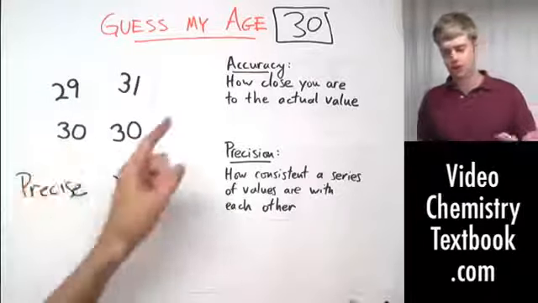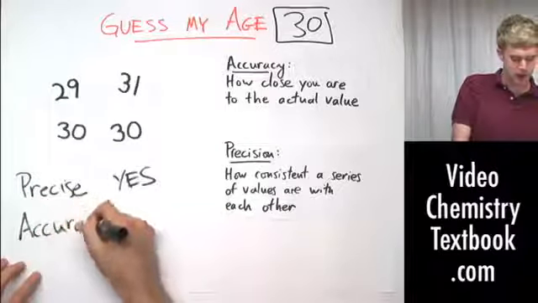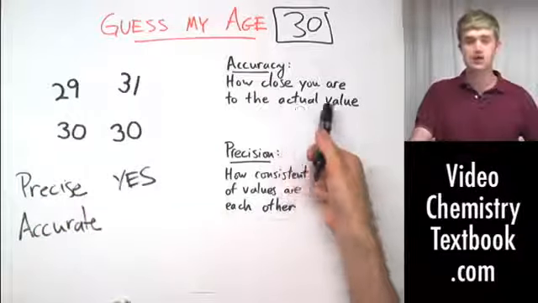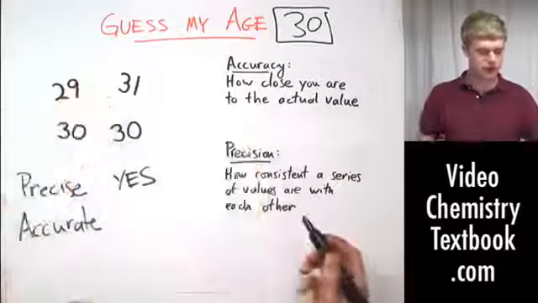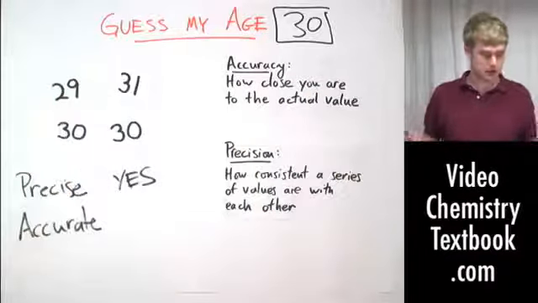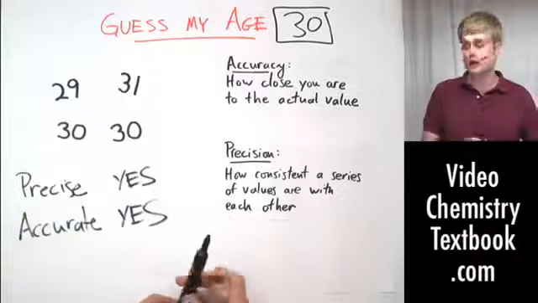And then we can ask the question, are they accurate? Well, if they're accurate, as we said before, they're very close to the actual value. Now, this guy's age is actually 30, and 29, 30, 31 these guys are all pretty close to 30, so we'll also say that these are accurate.